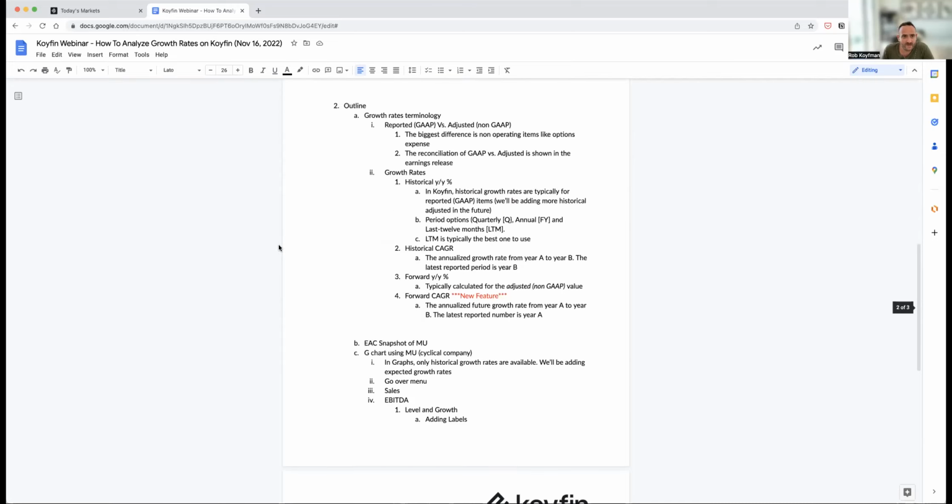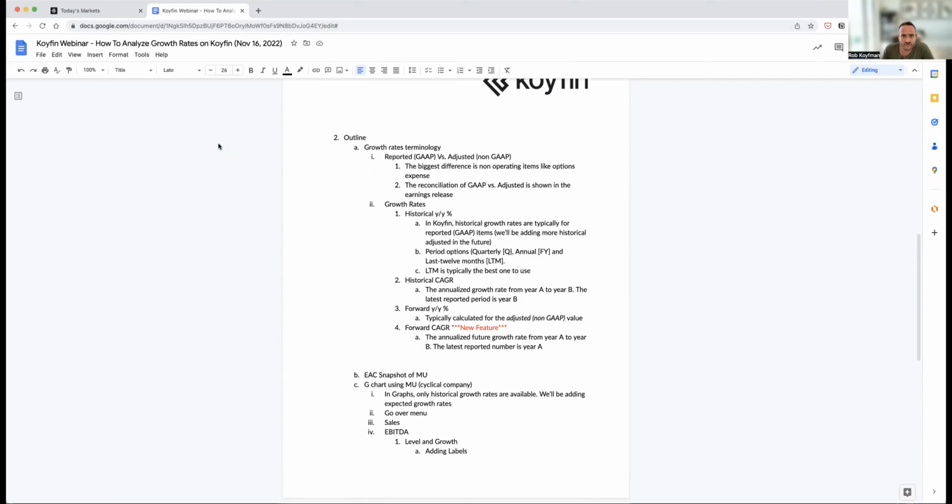Let me get started on the topic of growth rates. Growth rates are immensely important. It's really what drives stock prices. A lot of novice investors, when they start looking at stocks, think about fundamentals from an absolute level point of view: Apple's market cap is $1 trillion, Apple's revenue is 500 billion, whatever the actual number is, I'm not sure.